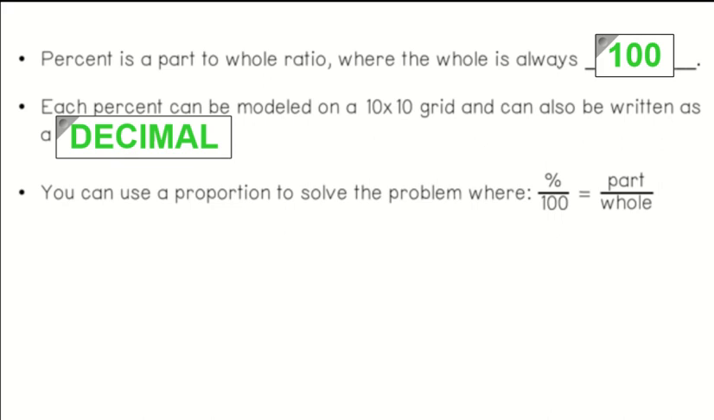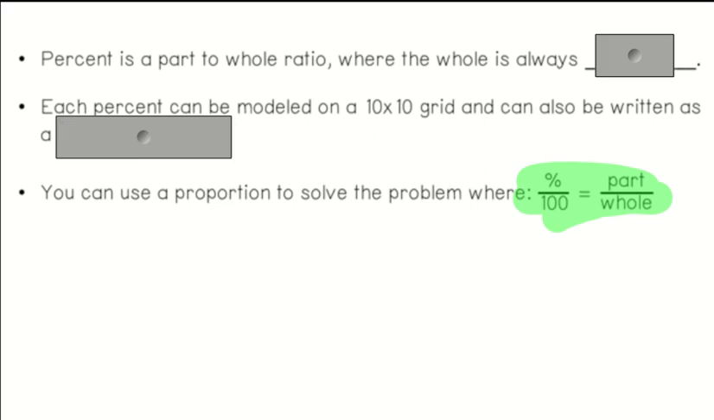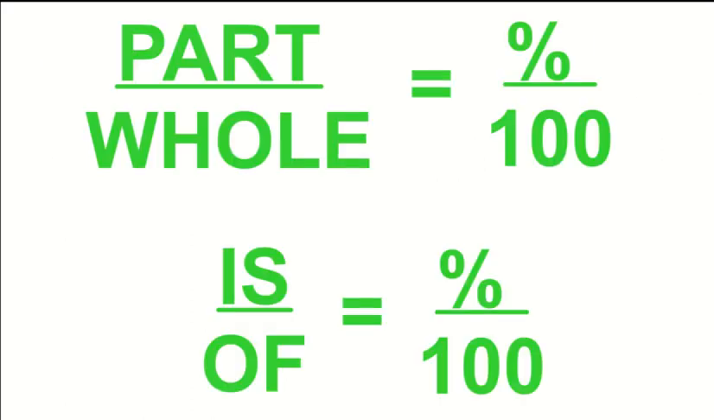All right, so they show this proportion here, where it's percent over 100 equals part over whole. I prefer it flipped around with the percent over 100 on the right side. It doesn't make a huge difference though. But when I do it up here, I'm going to have that percent over 100 on the right. For these percentage problems, every proportion I do, I'm going to put 100 on the bottom right. It makes it easier if you are consistent with it. All right, a little easier to remember.